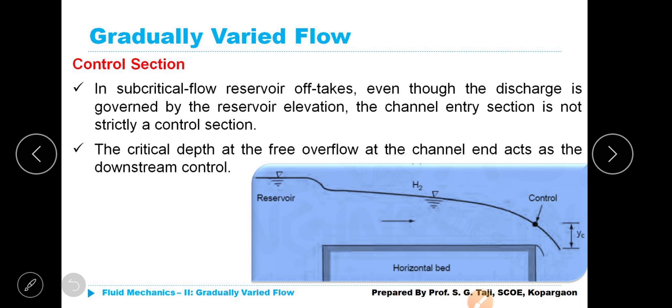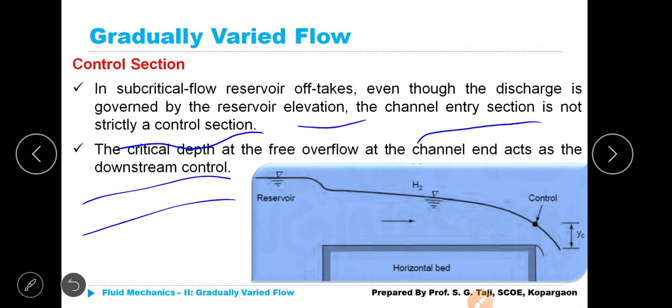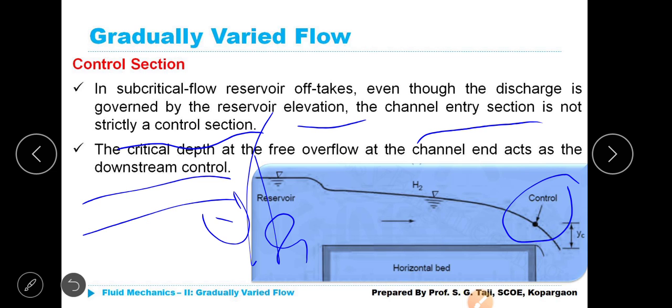In subcritical flow, reservoir takeoff: even though the discharge is governed by the reservoir elevation, the channel entry section is not strictly a control section. The critical depth at the free overfall at the channel end acts as the downstream control here. This is upstream, this is downstream. Okay.